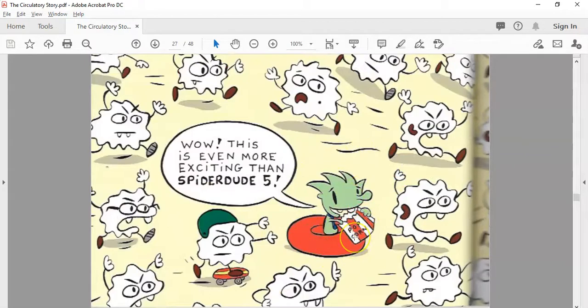It's having the red blood cell. Finally, the red blood cell gets to sit down and stop for a second and enjoy the battle.